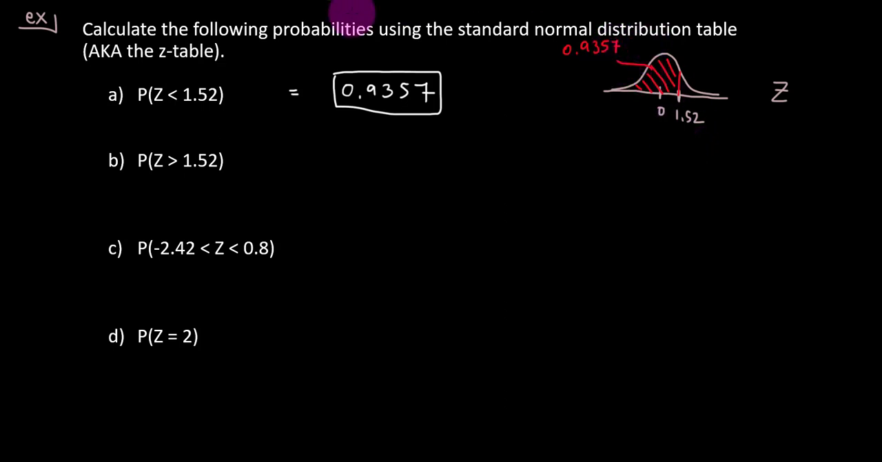Let's look at part B. Part A and part B look very similar, but there is a distinct difference. Here we have a greater than symbol, but it's got the same z value. So I don't need to go to the table again. If I want to represent this with a shaded region, this would be this green shaded region to the right of 1.52.